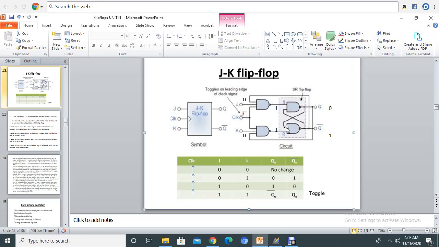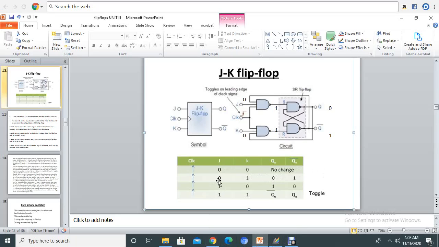Q is 0, so here we have 0. If any one of the inputs is 0, then the output will be 1. This 1 is applied to this NAND gate. Now both are 1, so you will get 0 output. So if J is equal to 0, K is equal to 0, there is no change in the output. Previously 0 in the output, now also after applying clock pulse we will get 0.